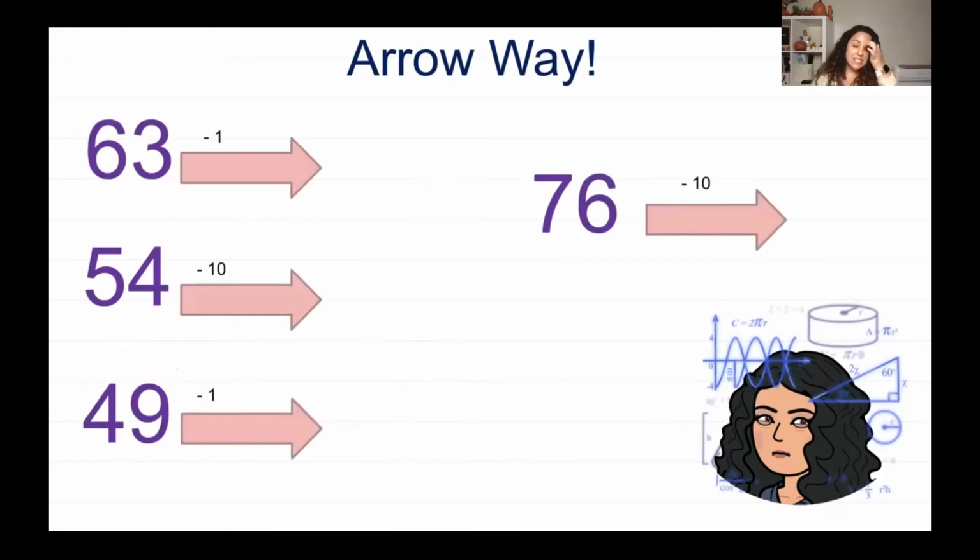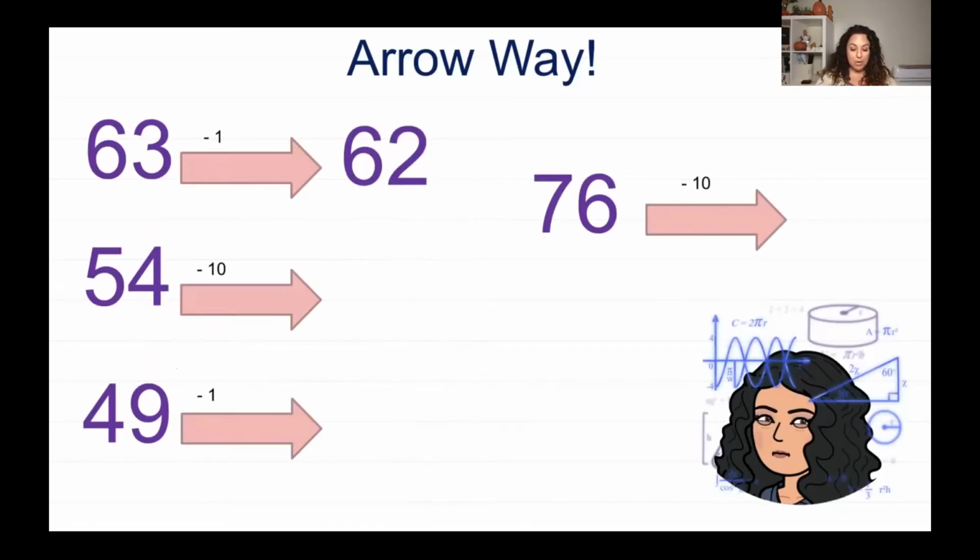So I have 63 and I'm going to take away 1. So if I think of 63 on a hundreds chart, I've got to go backwards. My number is going to get smaller. So think of what number comes before 63. You can look at your hundreds chart if you need to. So what is that number? That number is 62.